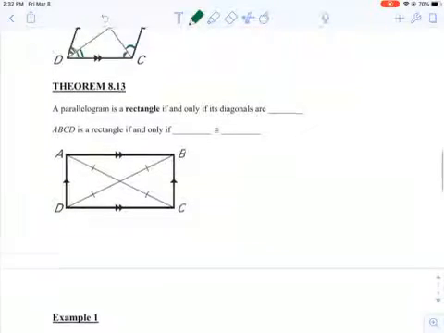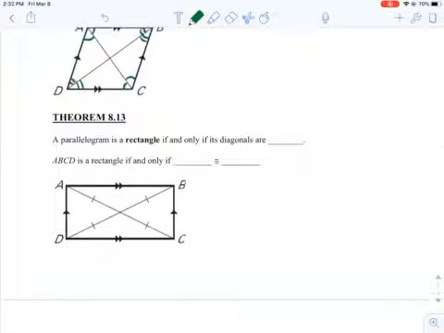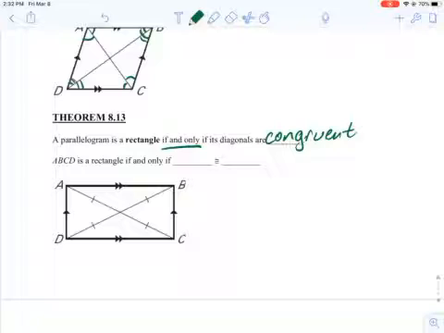And our last one here is for a rectangle. A parallelogram is a rectangle if and only if its diagonals are congruent. So in this example down below, ABCD is a rectangle if and only if AC is congruent to BD.